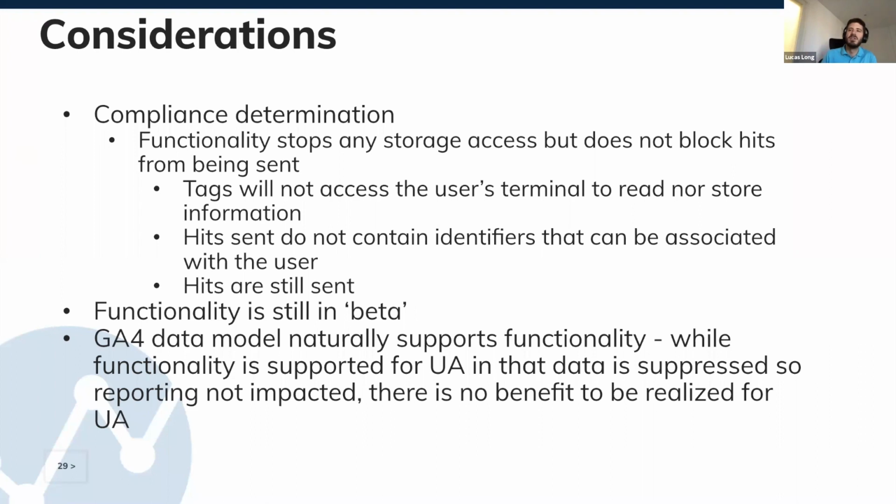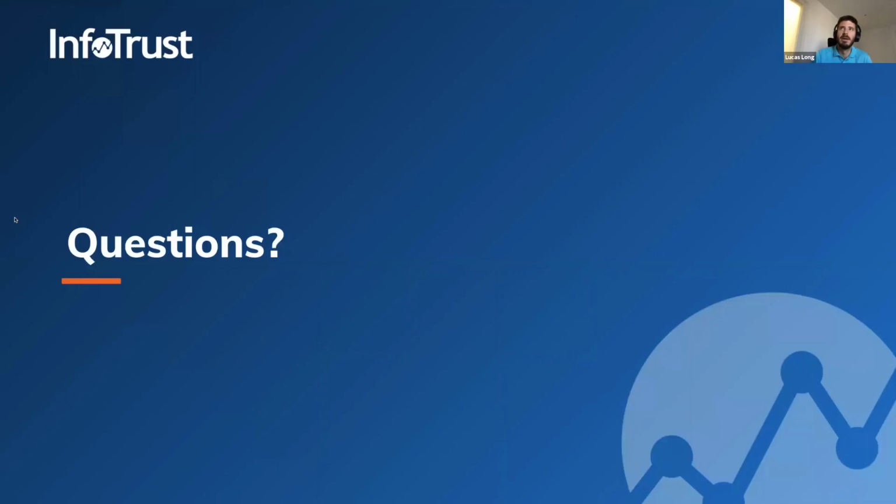Also, the GA4 data model naturally supports this functionality. And while it's technically supported for UA, you're not going to see value there. This is another reason to begin that migration to GA4 if you haven't already, because it can help significantly with measurement there.